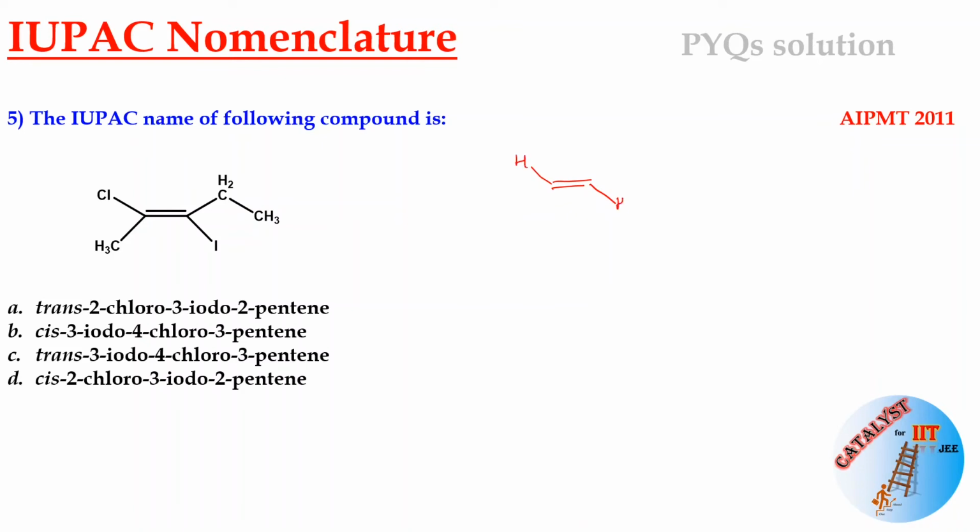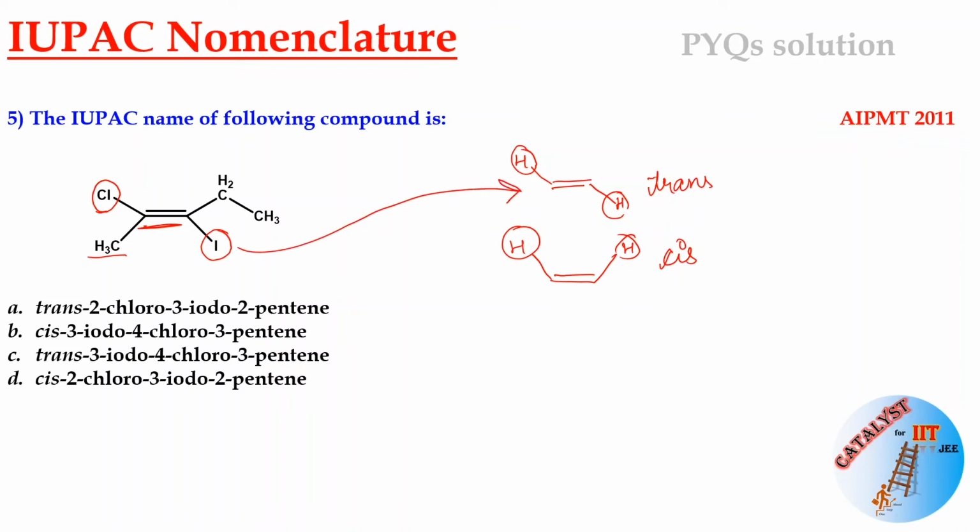This is the highest priority group. If they are present in the opposite direction, then it is trans. If on the double bond the higher priority groups are present in the same direction, then this is cis. Okay, now this is your double bond. You can see that the higher priority group between the methyl and chlorine is this, and between carbon and iodine this is the higher priority group. So this is resembling this one, so that's why we will add this trans terminology.